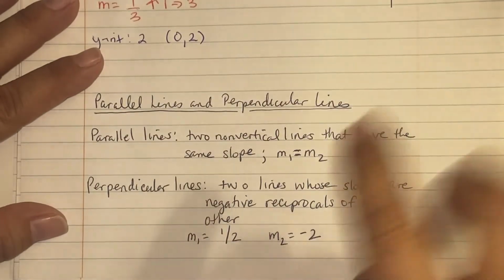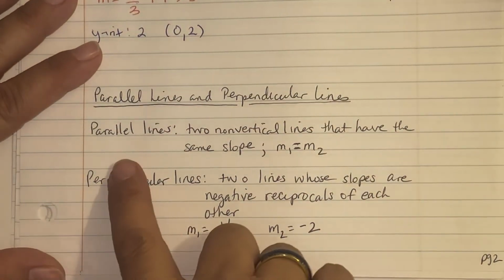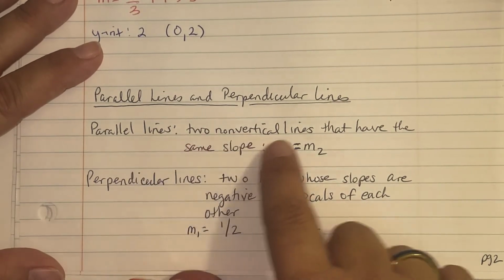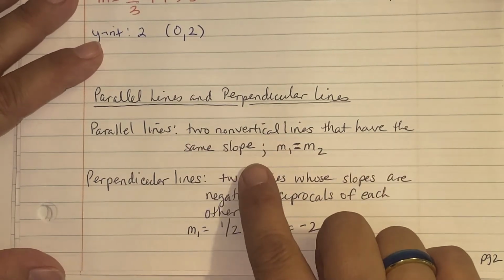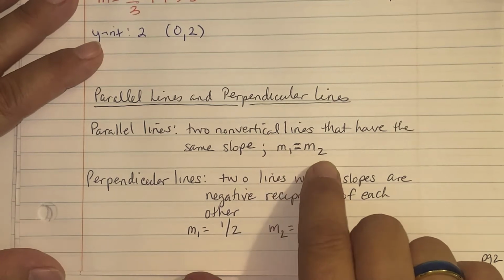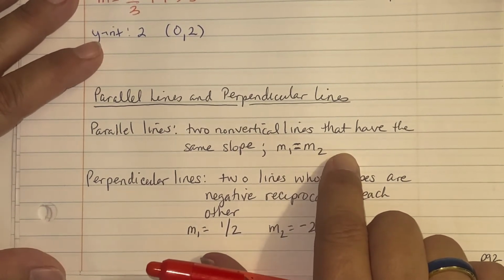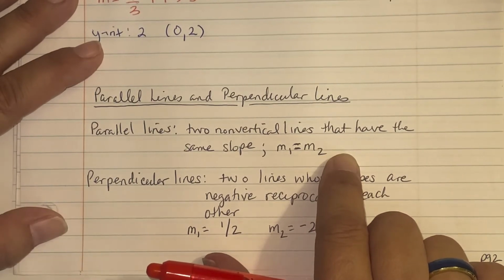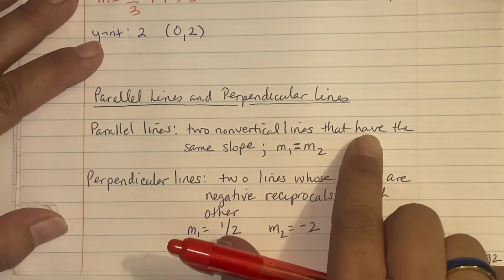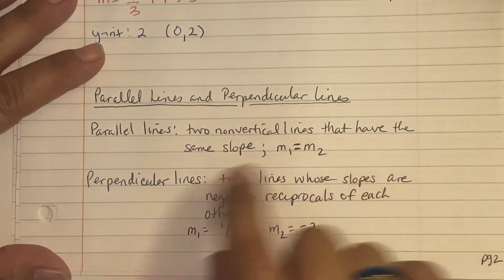Parallel lines and perpendicular lines. So something to remember, parallel lines are going to be 2 non-vertical lines that have the same slope. Slope 1 must equal slope 2. You can think of this, you're driving in a car on the road, going down the lanes, going in the same direction. There's 2 cars going in the same direction. You're running parallel to each other.